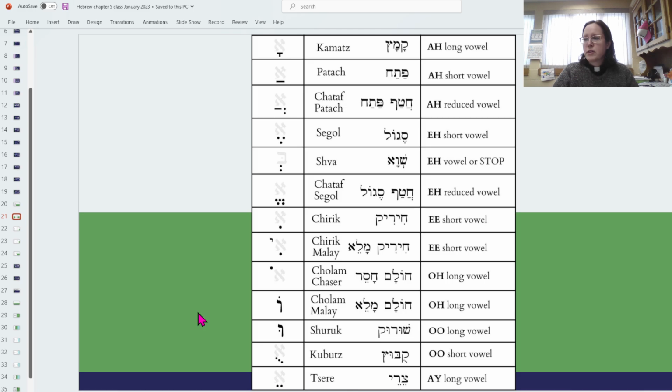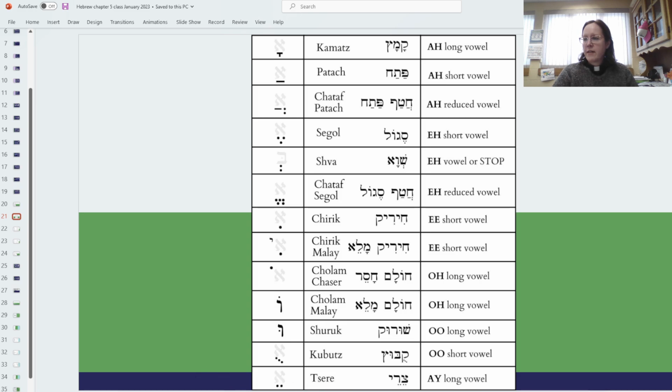The next two are an oo: a vav with a dot in the middle like a dagesh, or the three steps going down, like sliding it down. The first one is called a shuruk, and the three dots going down is the kubuts, an oo sound.